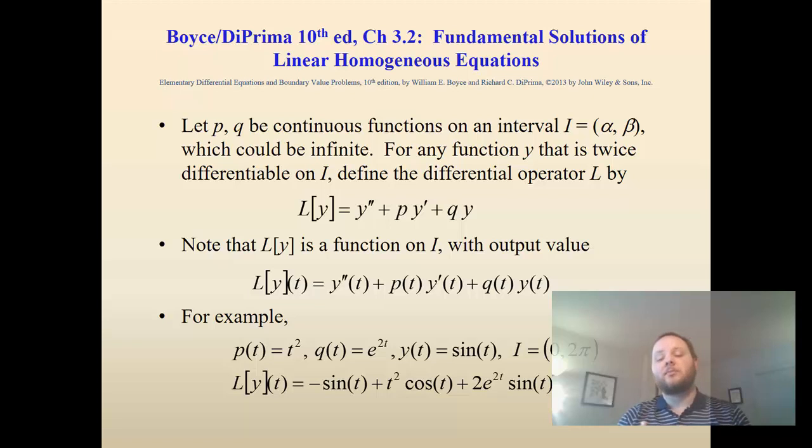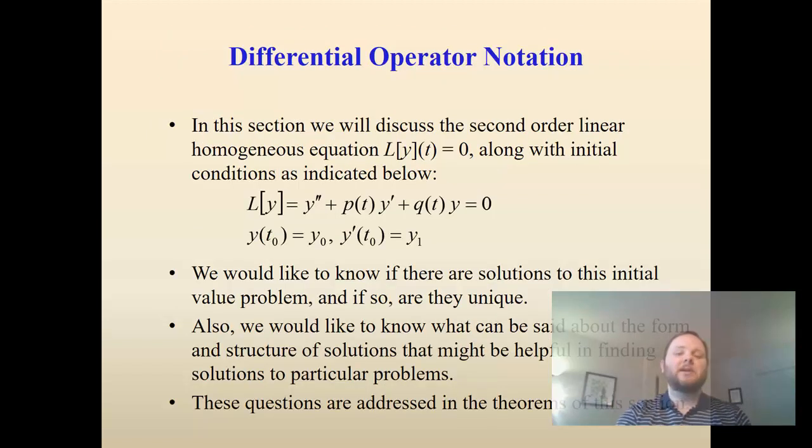Okay, so for example, let's say I have a p function of t squared and a q function of e to the 2t. If I plug in the function sine of t, the linear operator of sine of t is negative sine t plus t squared cosine t plus 2e to the 2t sine of t. Does it mean anything by itself? It can be useful, but in and of itself it doesn't necessarily mean anything.